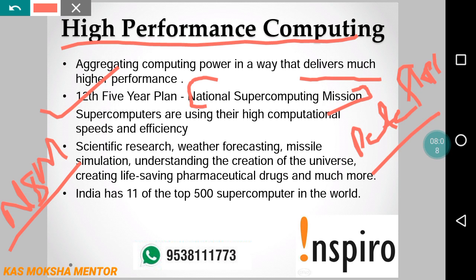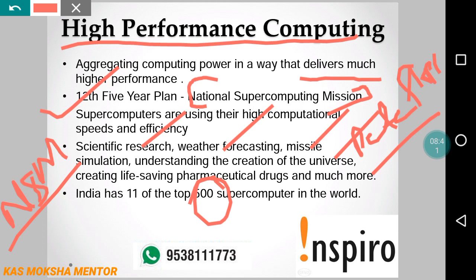Why are these supercomputers required? They are required for scientific research, weather forecasting, missile simulation, understanding the creation of the universe, and creating life-saving pharmaceutical drugs. Out of the top 500 supercomputers around the world, India has 11 in the list. So India stands very competent in the development of supercomputers or high performance computers.